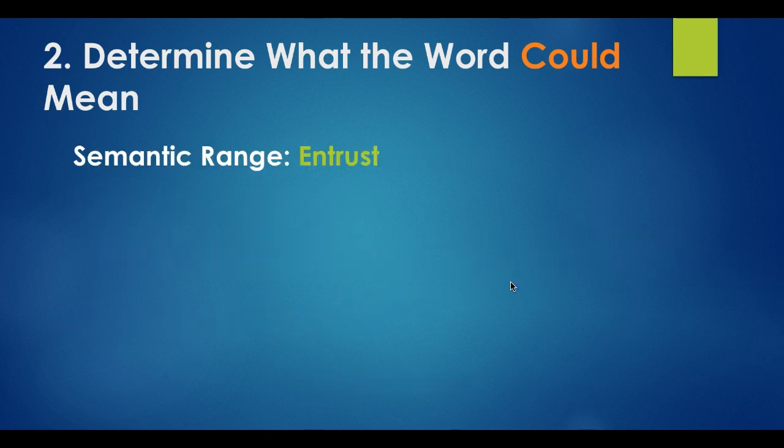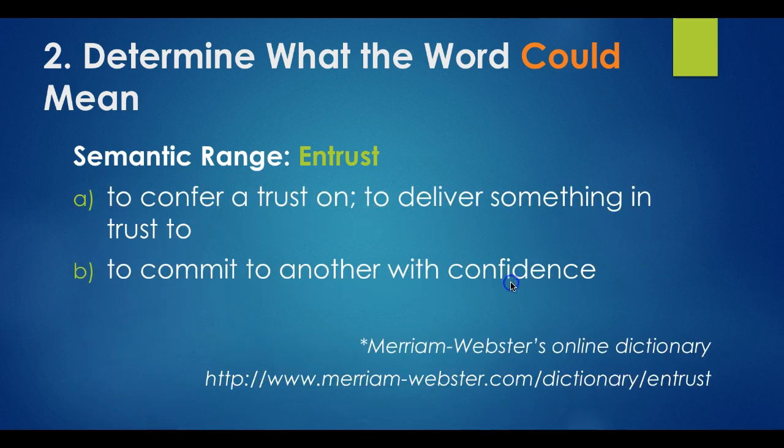Now, if we did this on the English word, which is not what we really want to do, but just as an example, the word entrust has these different meanings according to the online dictionary: to confer a trust, or to commit to one another with confidence.